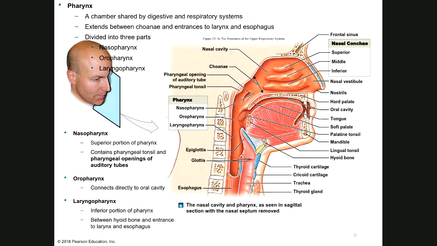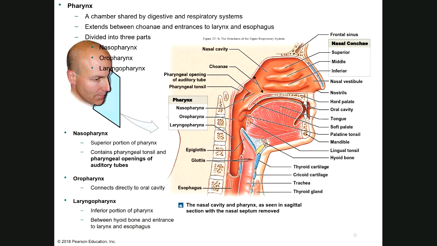The nasopharynx is the superior portion of the pharynx. You see, it contains the auditory tube opening, and it also contains the pharyngeal tonsil. The oropharynx, look at that, is in direct connection with the oral cavity. The nasopharynx contacts the nose through this opening, while the oropharynx is in direct contact with the mouth.